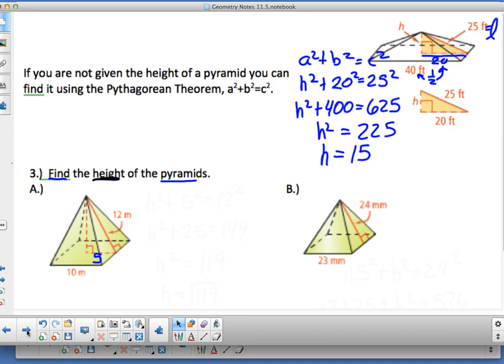In number three, all I want you to do is find the height of the pyramids. So basically, I'm saying use the Pythagorean theorem. Okay? So you're given 12, that's my hypotenuse. You're given that this is 10, so 5 is my distance in my apothem. Find my h. Go. I'll even start it out for you. Go ahead, get her done.